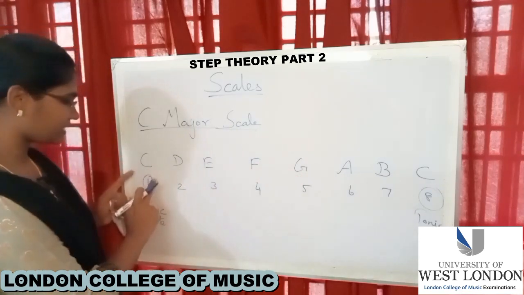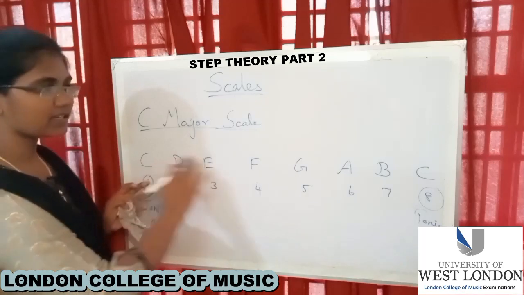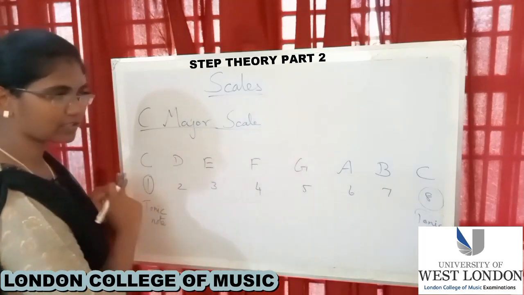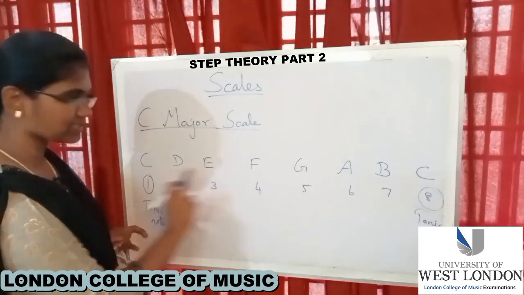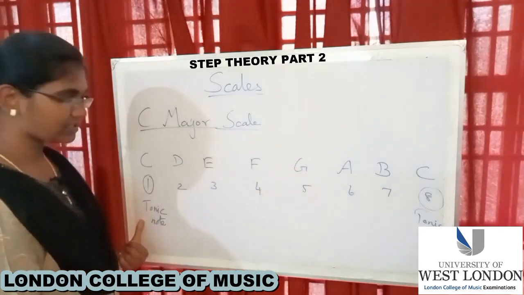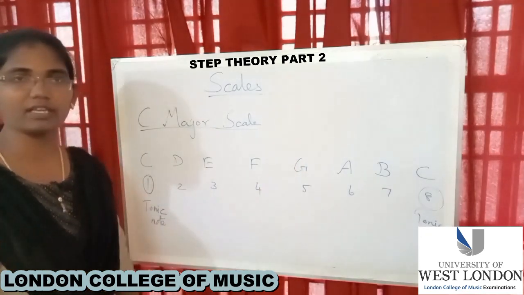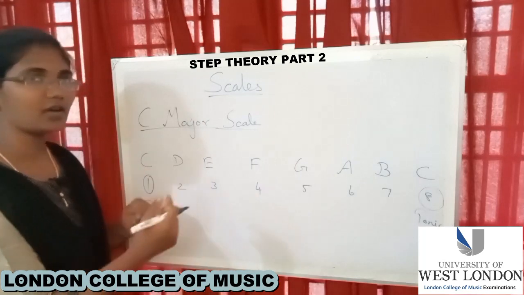Take the first and two notes. These are all the steps. From C to C you have to write and then put the numbers, and then mark the first and 8th note. Write tonic note and tonic note. These are all the basic steps. Now we have to apply.